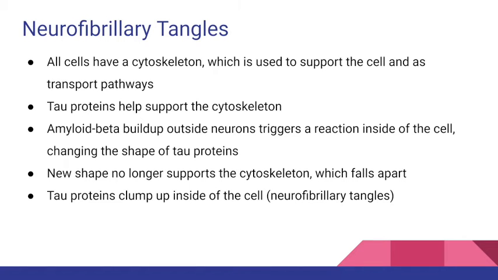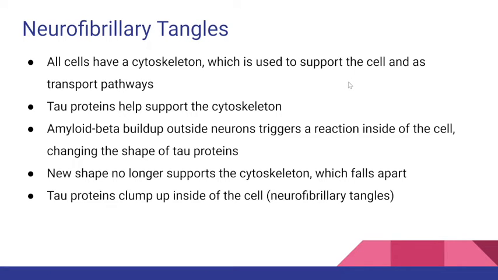When a neuritic plaque forms outside of a cell, a reaction is triggered inside of the cell, changing the shape of tau proteins. This new shape no longer supports the cytoskeleton, which falls apart. The tau proteins, no longer connected to the cytoskeleton, clump up inside of the cell, forming neurofibrillary tangles.